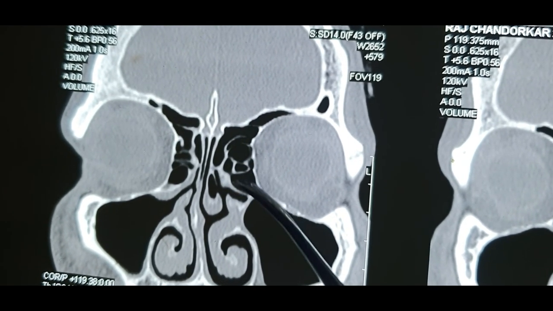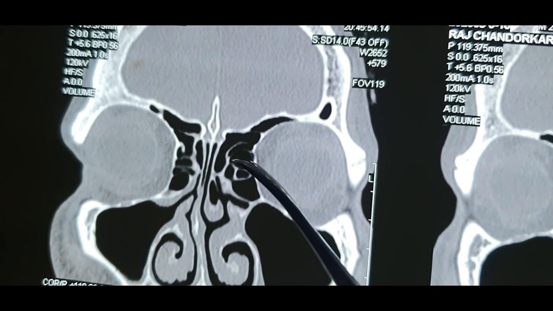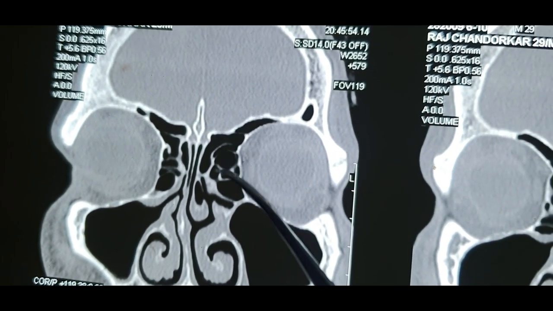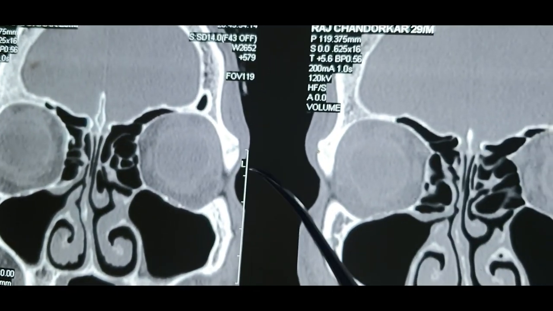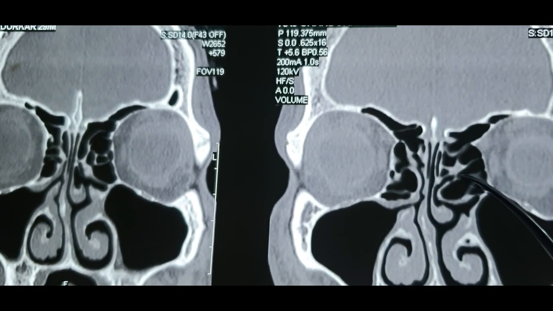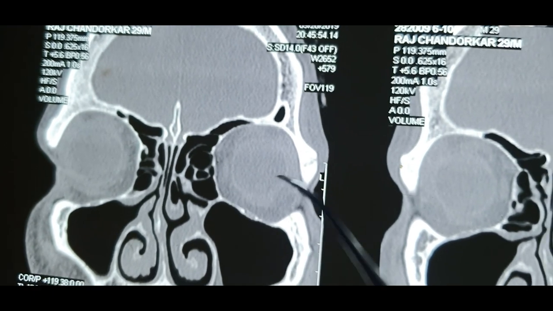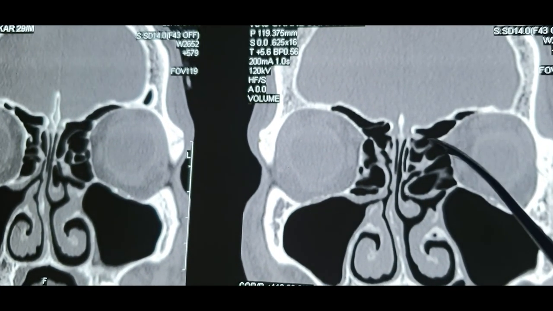Middle turbinate. This is the bulla ethmoidalis. A huge cell. See that? Huge cell. This is all bulla ethmoidalis. So immediately behind, when the bulla ends, now this is the anterior ethmoidal cell. Now immediately behind the bulla ethmoidalis is the anterior ethmoidal artery.